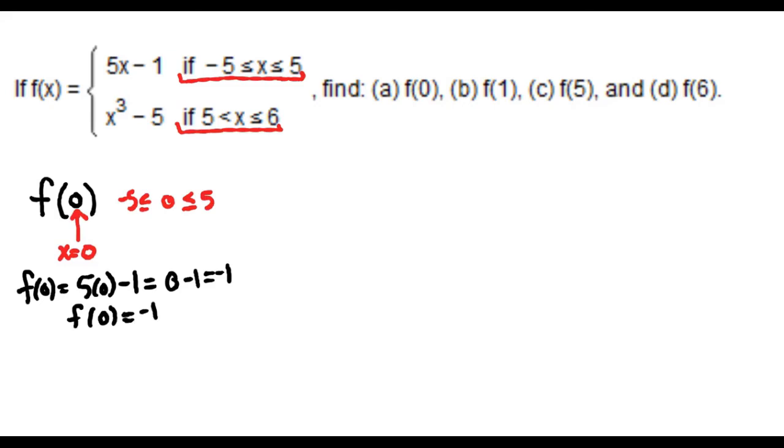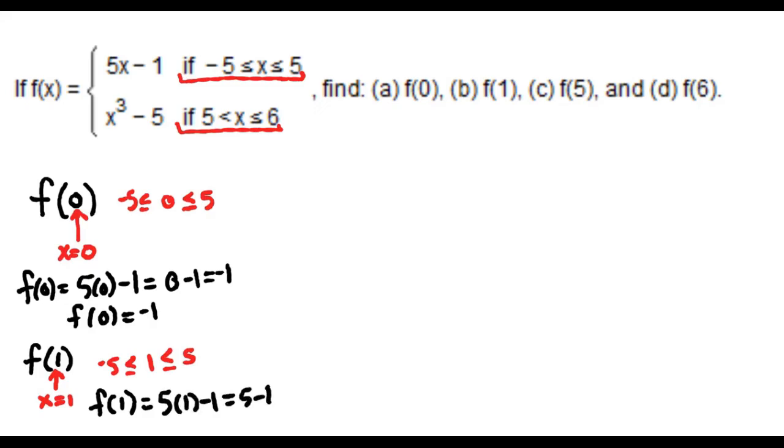Then we'll find f of 1. 1 is the value of x, and just like before, 1 does lie in between negative 5 and 5. So we'll use that first equation in order to find f of 1. F of 1 is 5 times 1 minus 1. That's 5 minus 1, which is 4.